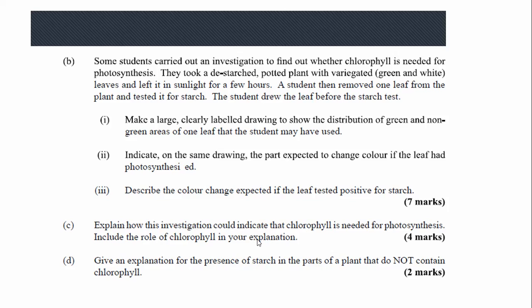Yes, miss. All right. What is the role of chlorophyll? To absorb sunlight. Beautiful. It's a pigment that absorbs sunlight.